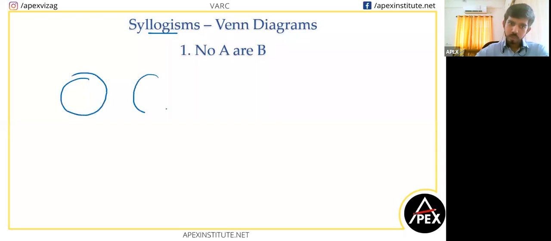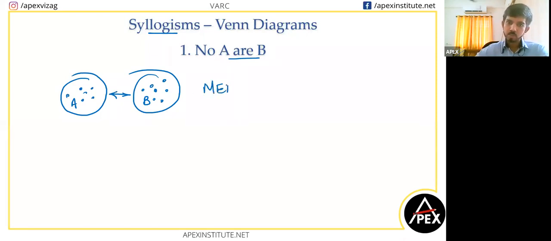We put 2 circles. One has A, all elements are called A, and one has B, all elements are called B, right? And no A is B means that these circles cannot overlap. There will always be a separation between these circles. These are also called mutually exclusive events, for those who remember. So now in the premises, we are going to face statements like this: no A is B, some A is B, all A is B. This is what we are going to face, and we have to solve it using Venn diagrams.